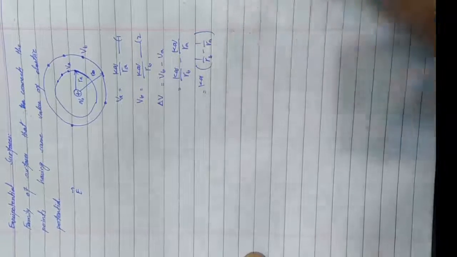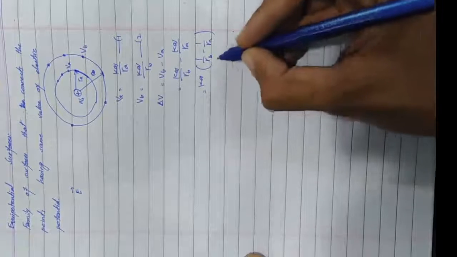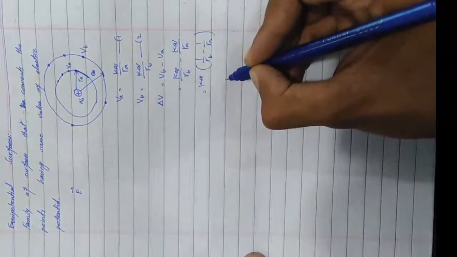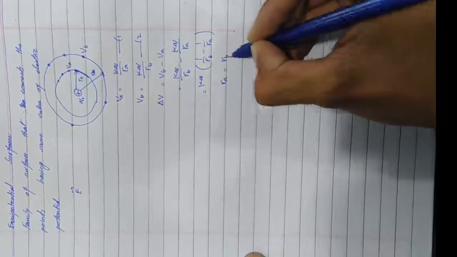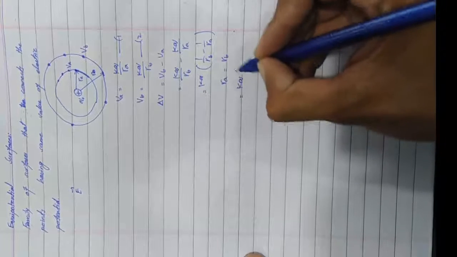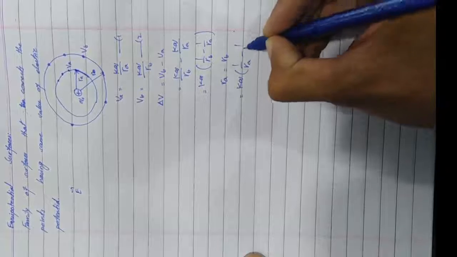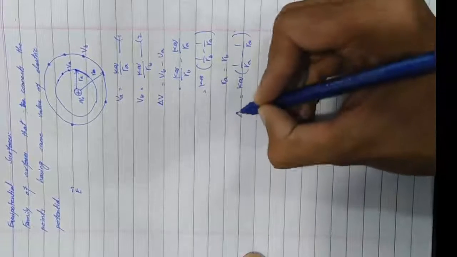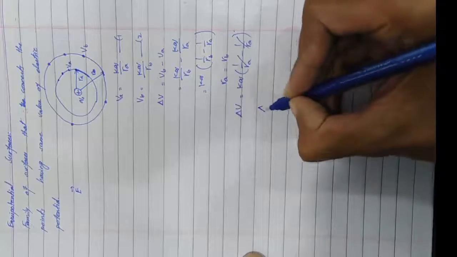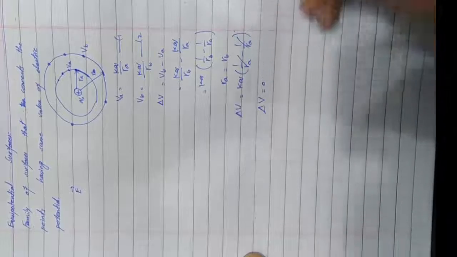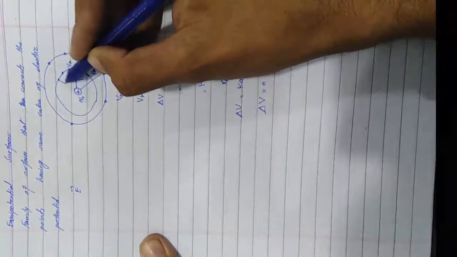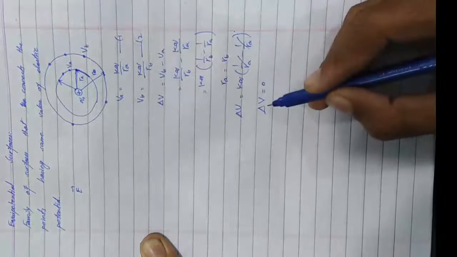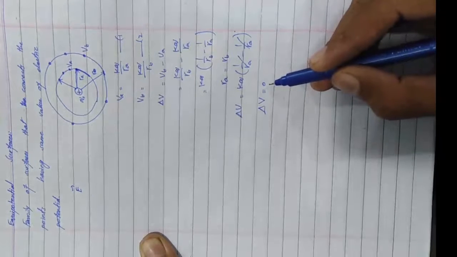But for equipotential surfaces, both points should be at the same radius, meaning Ra equals Rb. By putting values, kq times 1 over Ra minus 1 over Ra cancel, and the change in potential equals 0. It means that if we take two points on the same surface, then their difference will be 0, or in other words, both have the same potential.